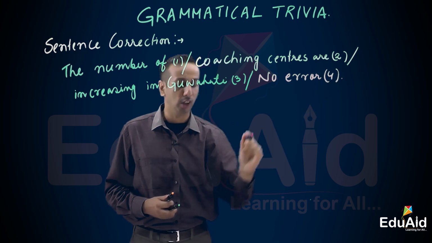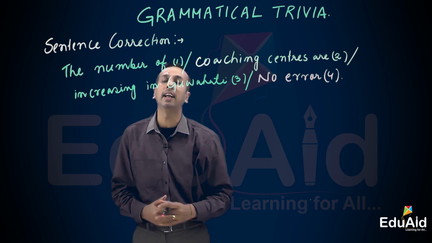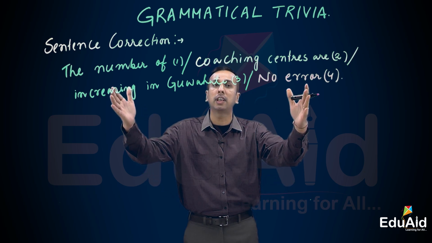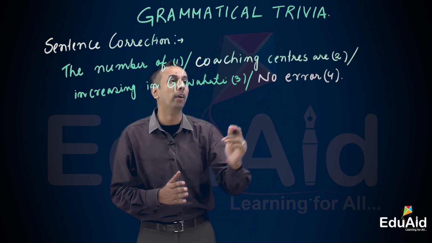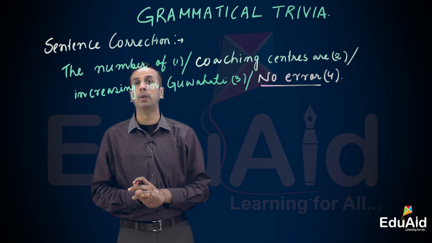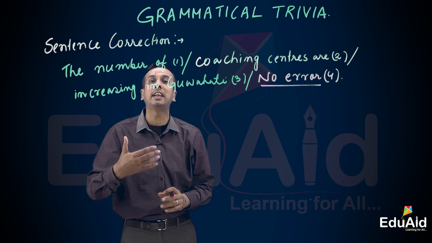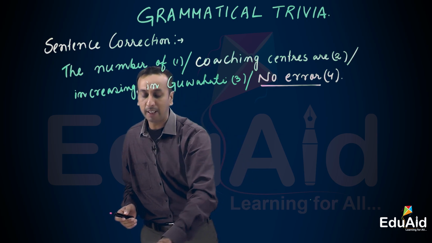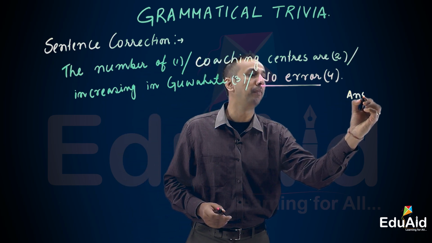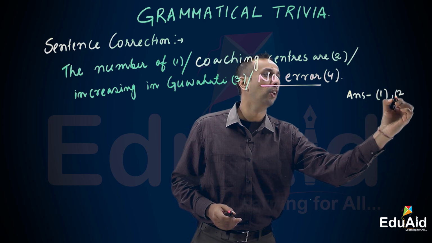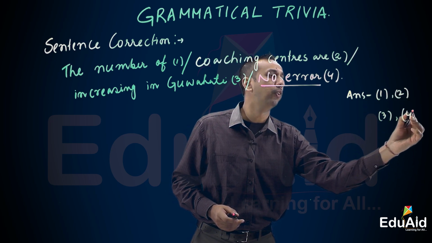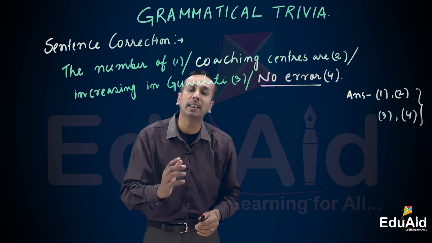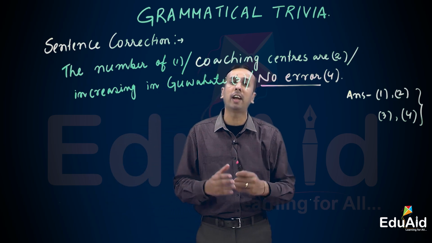That should be part 4. So the particular sentence has been divided into 4 parts. Don't say 3, there are 4. Equally important is the part which says no error. There may or may not be a grammatical error in any part. If there is none, the answer is the no error part. The answer is MCQ based, so it should be either 1, 2, 3 or 4. Out of these 4 options, one is your answer. So how to approach a sentence like that?